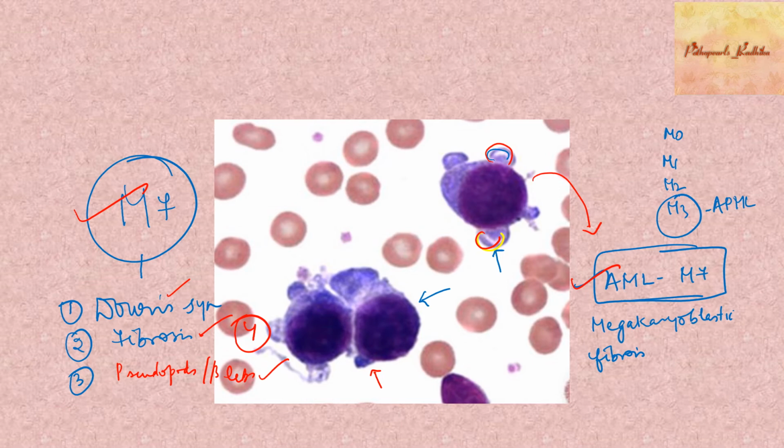And one more thing. Remember, Down syndrome predisposes to ALL as well, not only myeloid leukemias but lymphoblastic leukemias as well. Okay. So now we have discussed hairy cell leukemia, follicular lymphoma and AML M7.